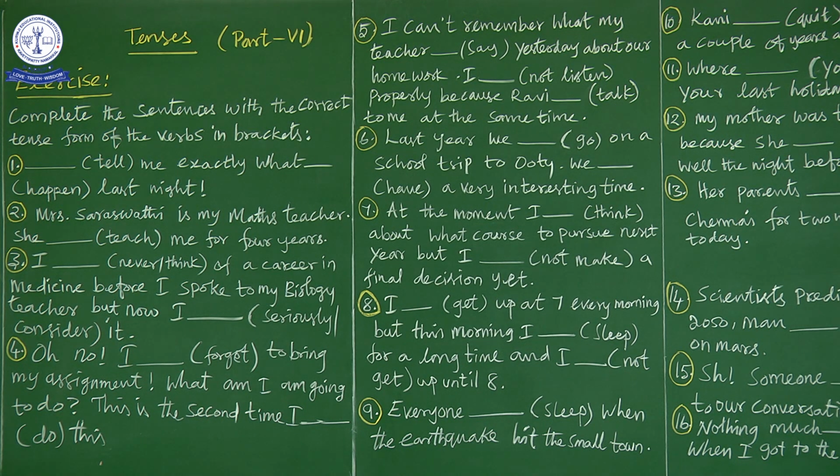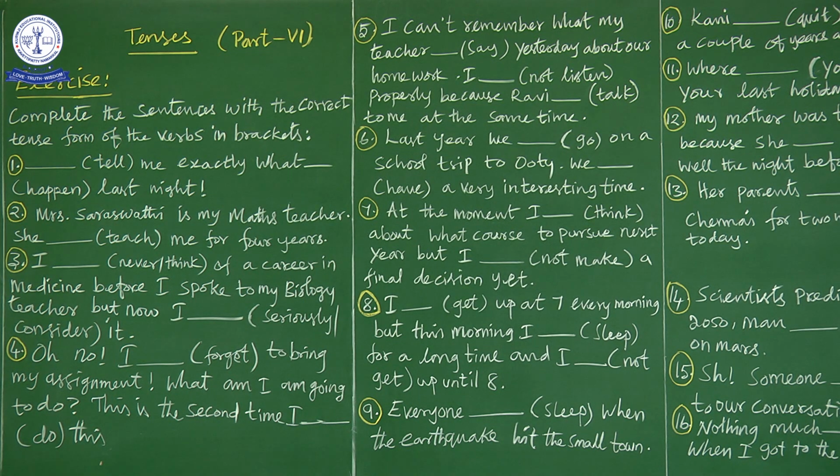So she has been teaching. This teach is in present form, and we have to change it into verb plus ing, that is the present participle. So the answer is she has been teaching me for 4 years.